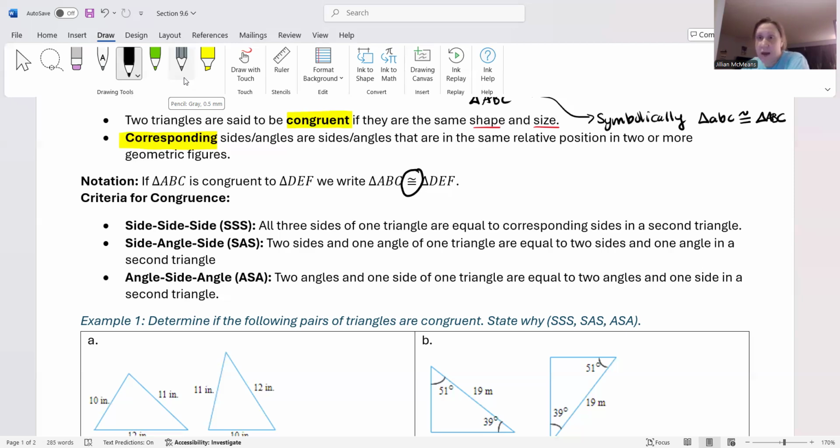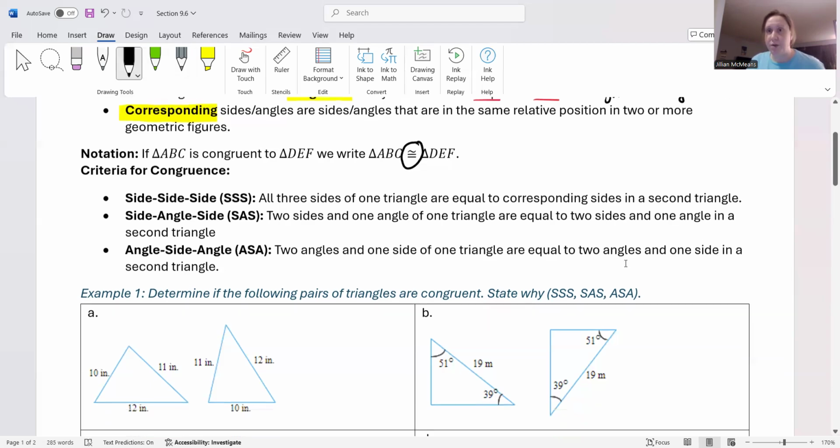And then finally, you can have an angle, side, angle. So you have an angle, a side, and then an angle. So you have the side between two separate angles. Okay, so if two angles and one side of one triangle are equal to two angles and one side on another triangle, the triangles are congruent.